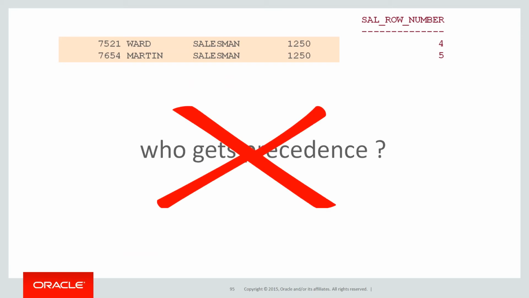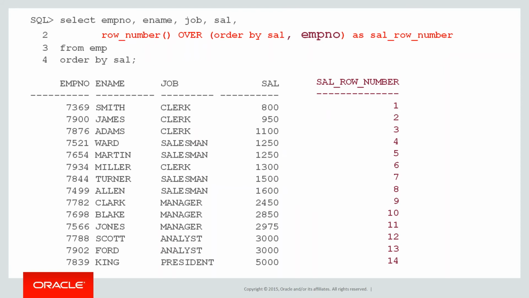Well, in reality, no one gets precedence. What happens is this is indeterminate. We don't really know unless we add something else to the ORDER BY to make it deterministic. So you can see there in the bold, I've basically added empno, which is the primary key. And what that does is, if there is a tie on salary, I'll use the employee number, for example, to break the tie. But if I don't do that, then the results are non-deterministic.